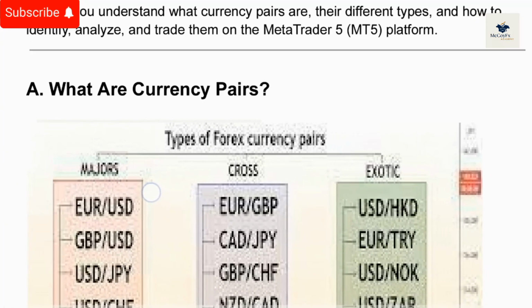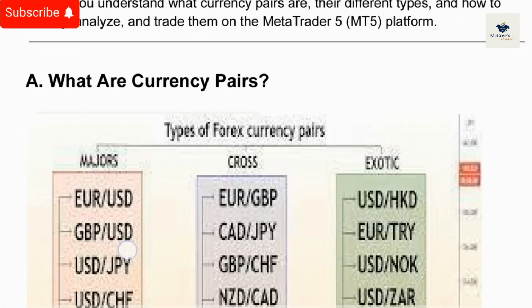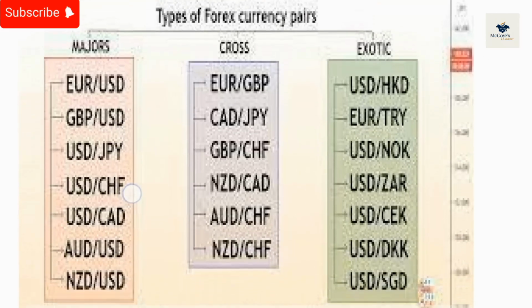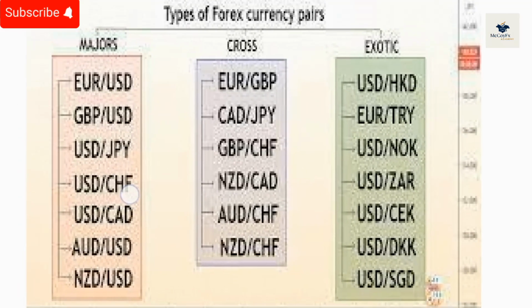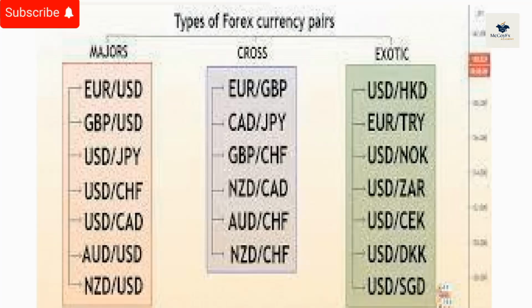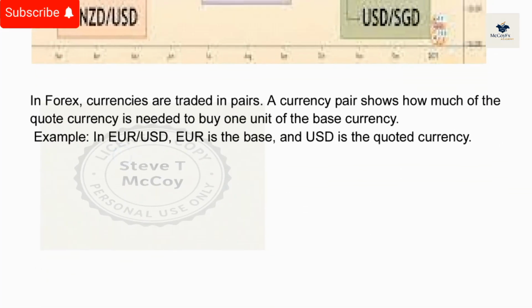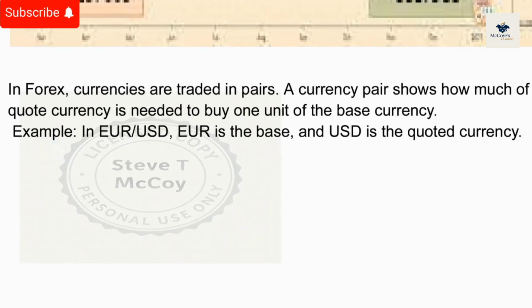So A, what is a currency pair? Looking at the diagram, we can see a whole lot of currency pairs, but they are all categorized into different types, which we are going to be discussing very soon. In Forex, currencies are traded in pairs, as we discussed earlier. You cannot trade only one currency. So in Forex, currencies are traded in pairs.